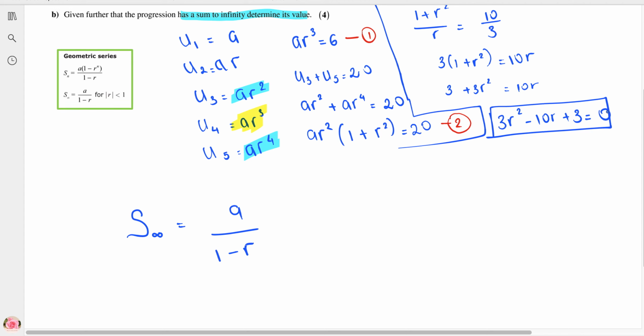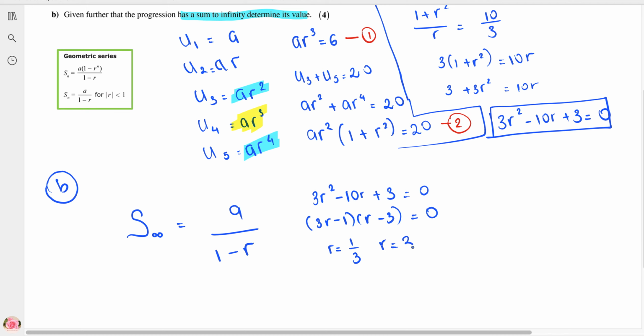Okay, we have a quadratic in terms of r, so let's figure out what our r is going to be. So this is part B. 3r squared minus 10r plus 3 is equal to 0. If you factorize the term, you have 3r minus 1 into r minus 3 is equal to 0. So r here is either a third or r is 3. Now, for a sum of a geometric series to add up all the terms to infinity, you want the terms to converge to something. So you want it to get smaller and smaller as you're progressing. So r equals 3, that's not going to happen.